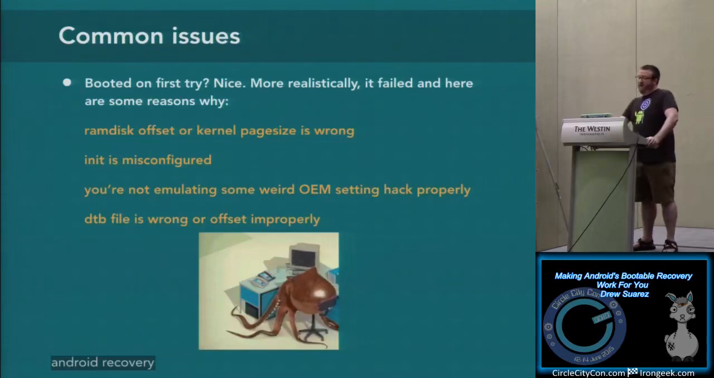So again, common things: the RAM disk offset or the kernel page size is wrong, you have the wrong init binary, you have the wrong init scripts, you're not emulating some weird OEM hack properly, or the DTB file is wrong or missing, things like that. These are common things. If these don't work, it gets a little bit more hacky, but again, sort of outside of the scope of this talk.